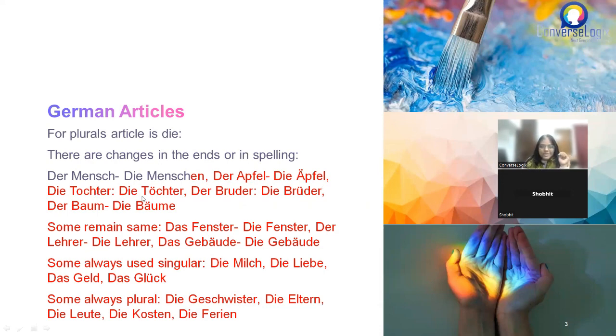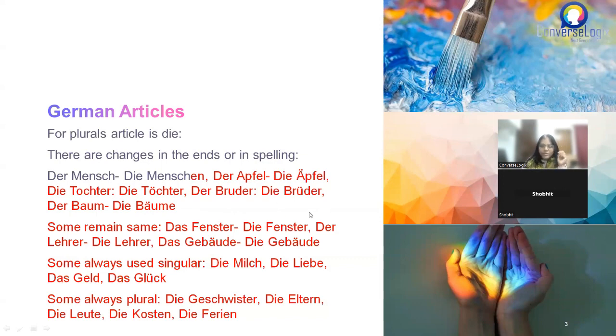Die Tochter, die Töchter. So what are the changes coming? There is an extra umlaut on either a, o, or u. These are the letters which take an umlaut in German. Then we have der Bruder, the brother, die Brüder, der Baum, die Bäume. That's one group: the plural takes an umlaut.